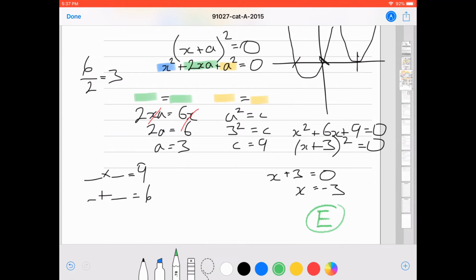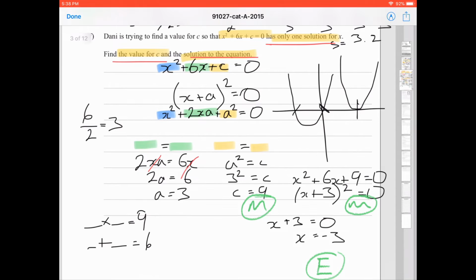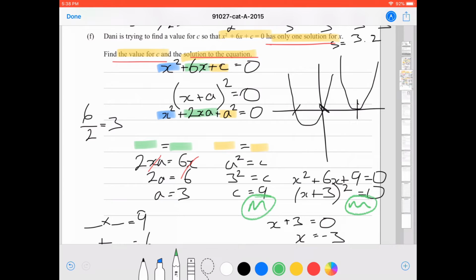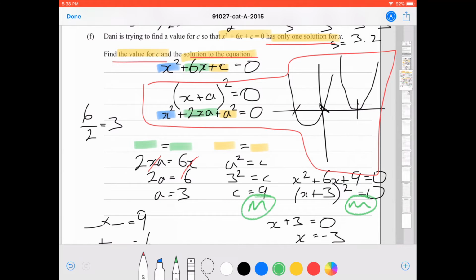Let's just say your merit is here, c equals 9. And possibly you've made some progress with this x plus 3 all squared. Your achieved is factorizing as a perfect square as an indication of understanding the meaning of one solution. Understanding the meaning of one solution. So I think all of this theory work, our graphs, our theoretical equation, that should get you an achieved.